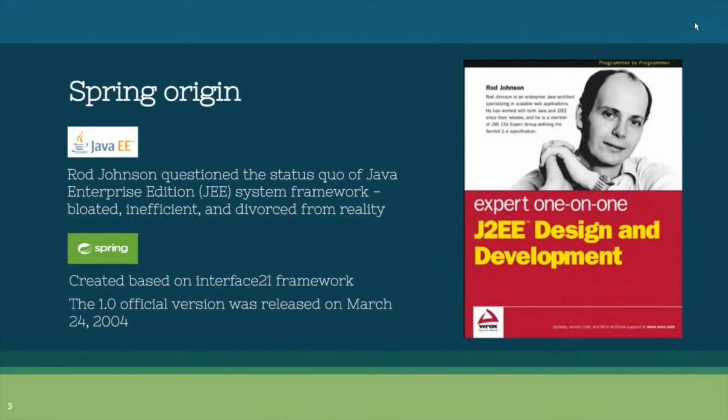Later, he created the Interface21 framework, a lightweight development framework that tries to break through the traditional development of Java 2 Platform Enterprise Edition. The Spring framework is based on the Interface21 framework. After redesigning and continuously enriching its content, the 1.0 official version was released on March 24, 2004.